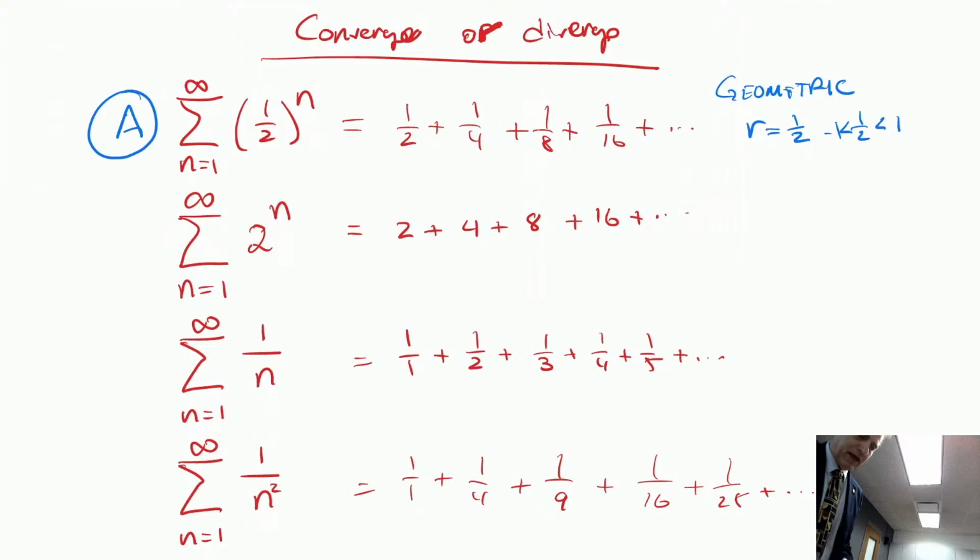Okay, the next one. Andrew, what about letter B? Does B converge or diverge? It diverges. It diverges? How do you know? Because the ratio is greater than 1.